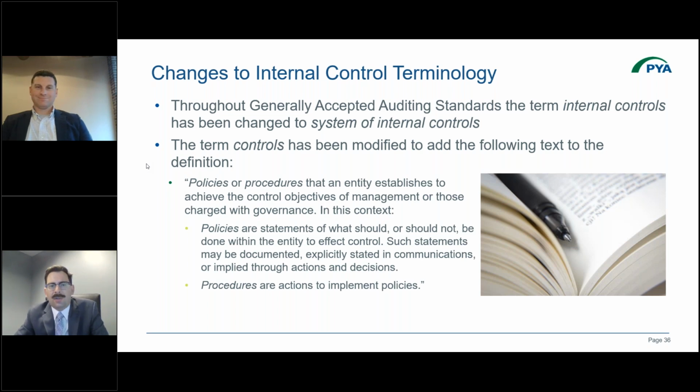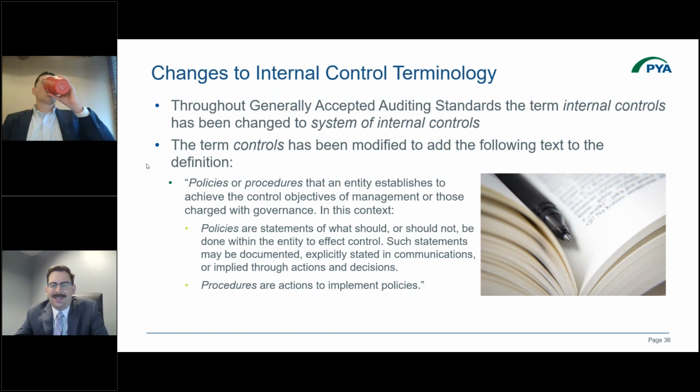And then the term controls has also been clarified to mean the policies and procedures that an entity establishes to achieve the control objectives of management or those charged with governance. In that context, policies are statements of what should or should not be done to effect control, and procedures are the actions to implement those controls. So in plain English, I think of that as, controls are the steps an organization takes to ensure tasks are performed as designed.